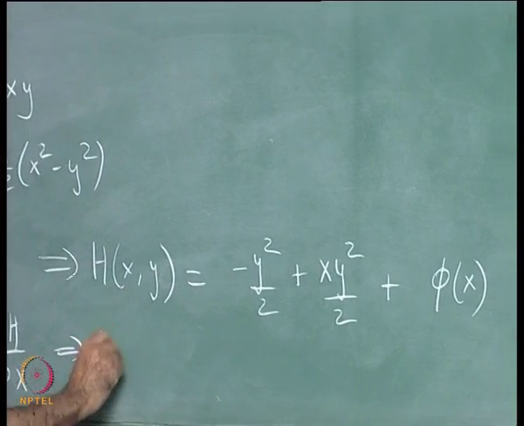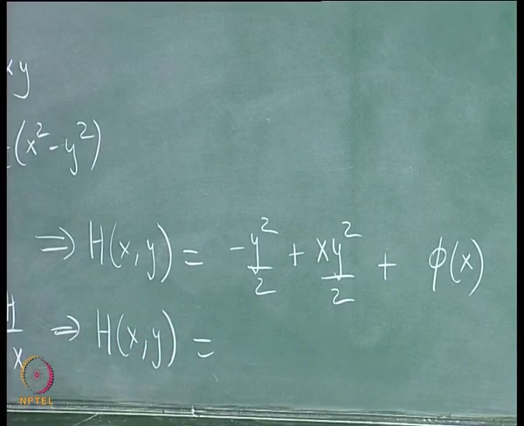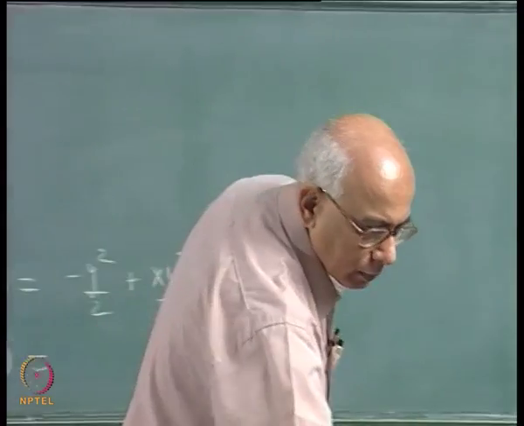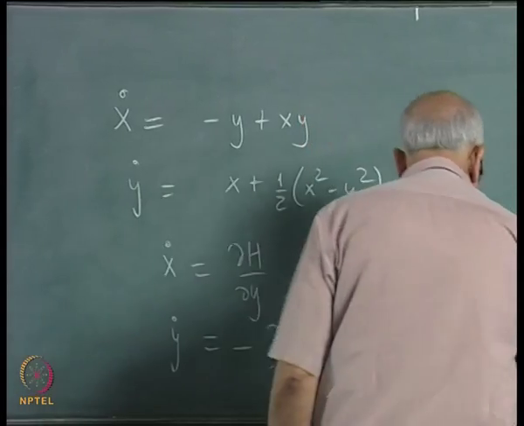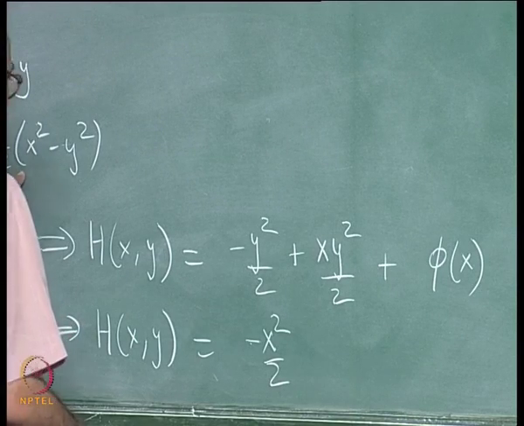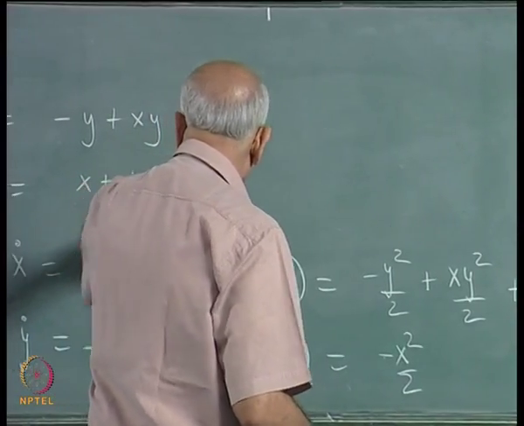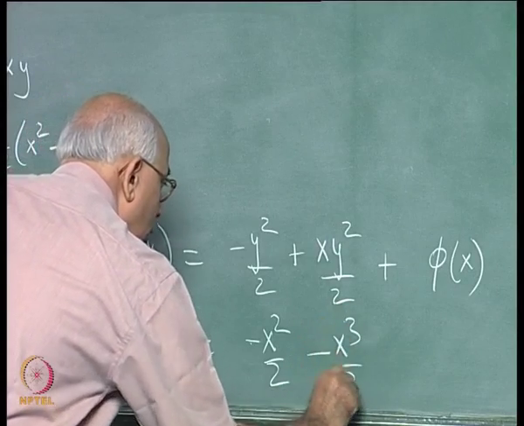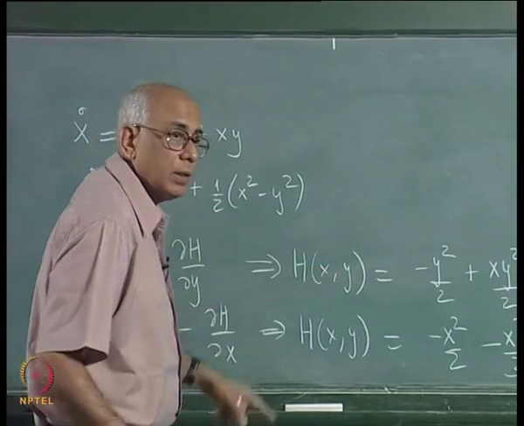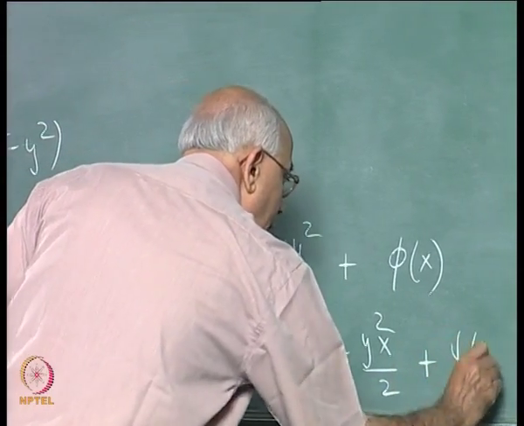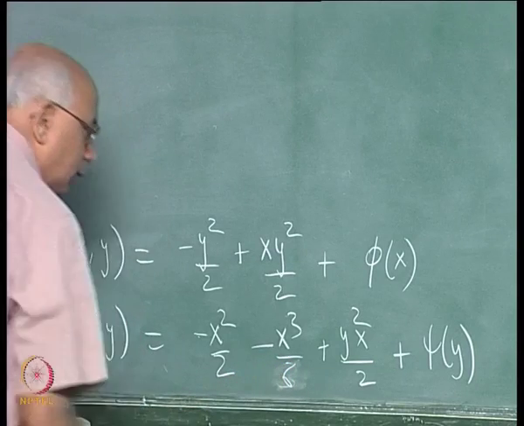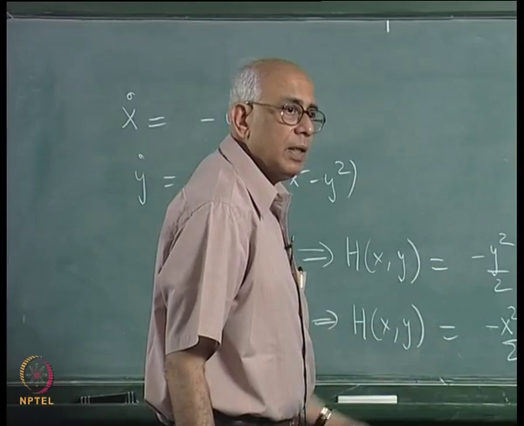But this would imply in turn that H of x y equals, I have to integrate this with respect to x and flip the sign, so what would this correspond to? I believe there was a mistake in the sign there. So this is minus x squared over 2, alright, as it stands, and then what do you get here? Minus x cubed over 3 plus y squared x over 2, you have to integrate this with respect to x, so it is y squared x over 2 plus some function of y, pardon me, x cubed over 6 plus this. So are these compatible, can they be simultaneously satisfied?